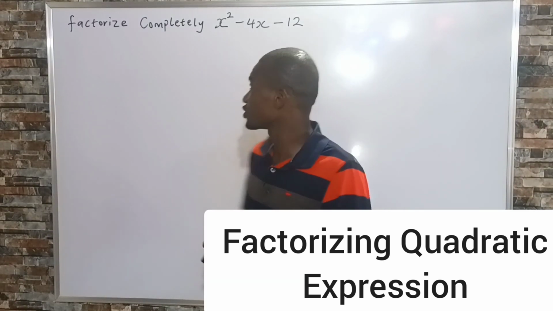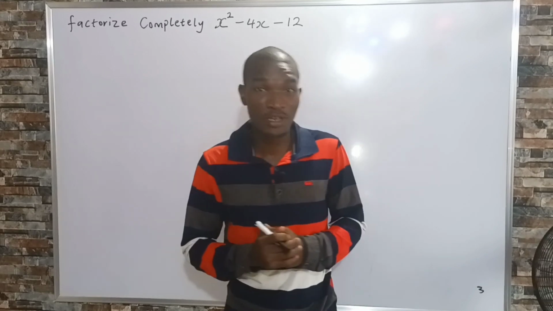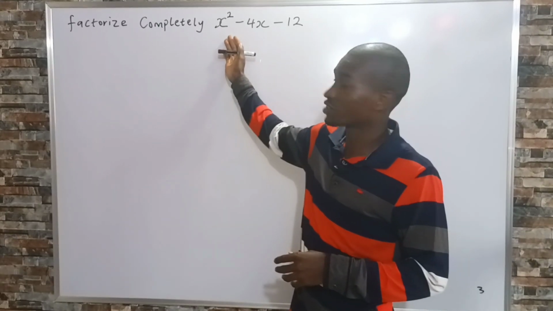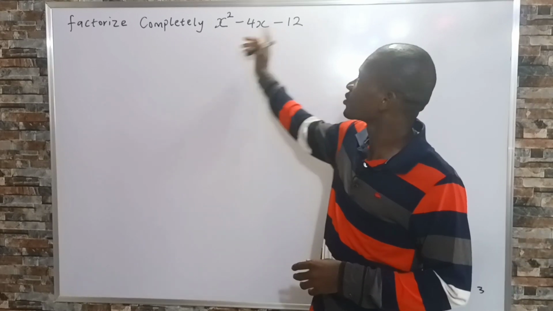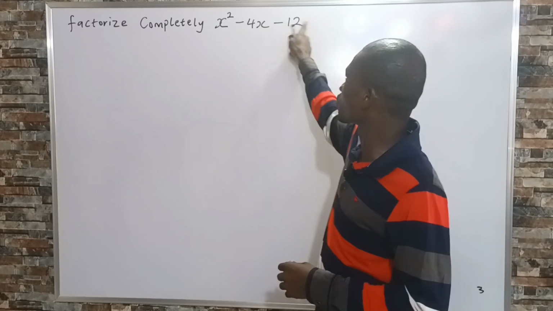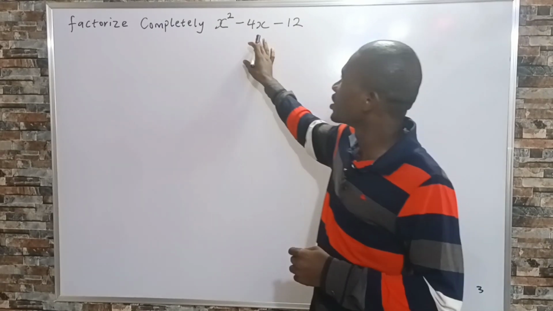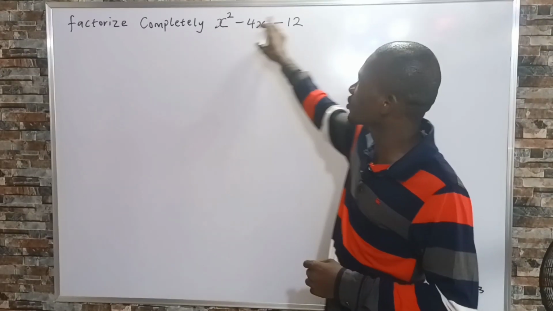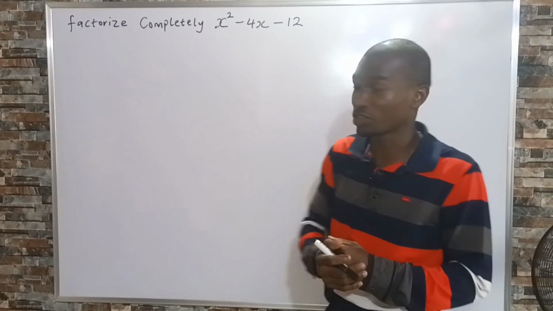In this video, I'm going to teach you how to factorize a given quadratic expression. Looking at the question we have here, this is a quadratic expression. The reason is because it's not equated to something. Assuming this expression was equated to something, we could call it a quadratic equation. But because the quadratic itself is not equated to something, it's called an expression in this case.